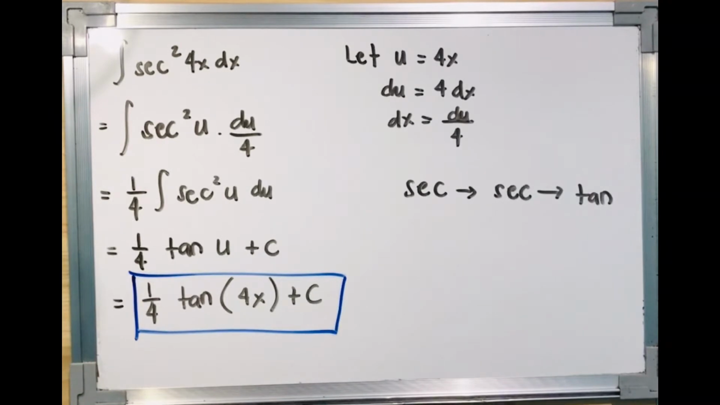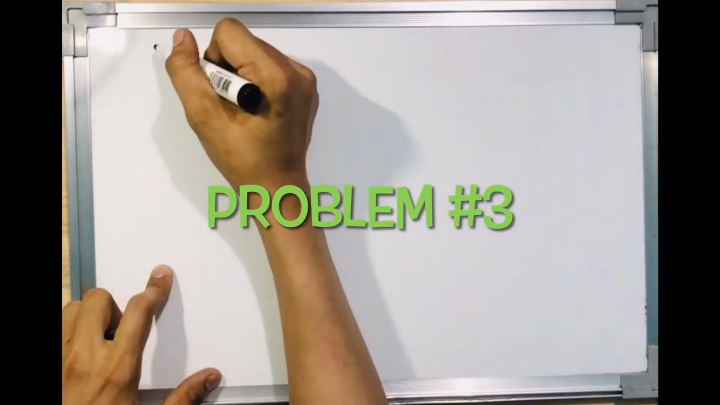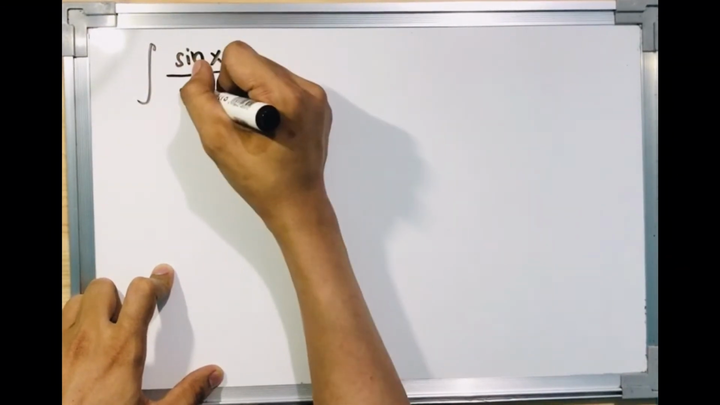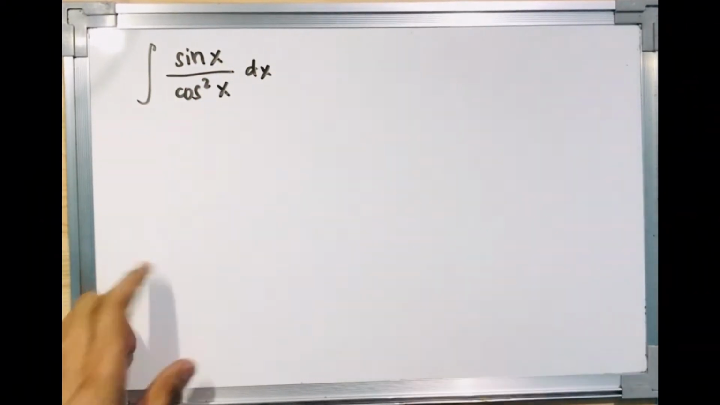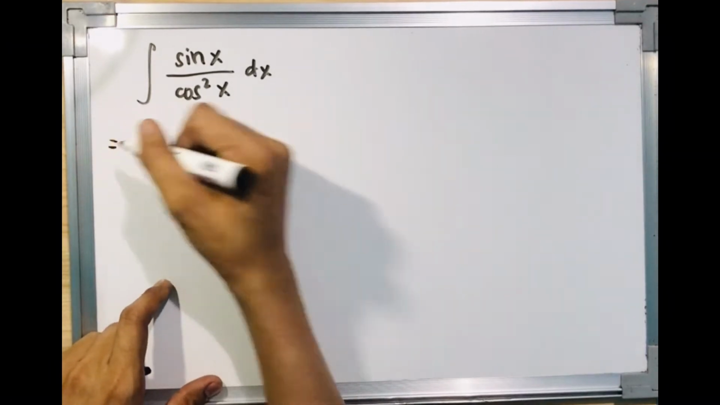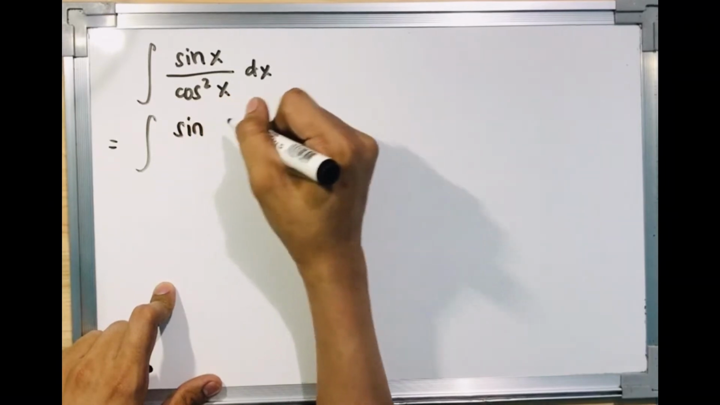Alright, so let's proceed to the next problem. So, our next problem is the integral of sine of x over cosine squared of x dx. So, siguro, mapapansin natin, may makakancel out ba tayo dito? Or meron ba tayong identity na gagamitin? Actually, meron tayong identity na gagamitin. Pero, ito yung very basic na alam na natin. And that is, we know that sine over cosine is tangent.